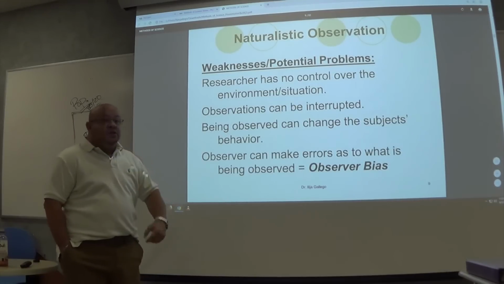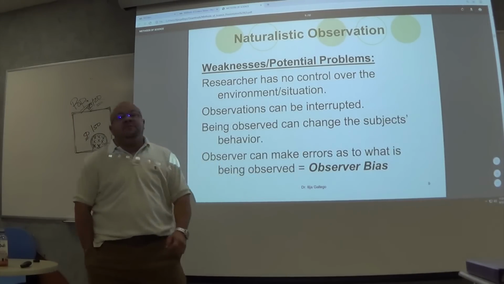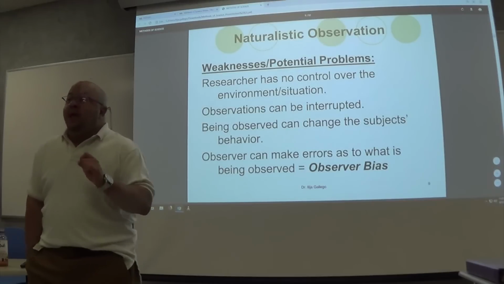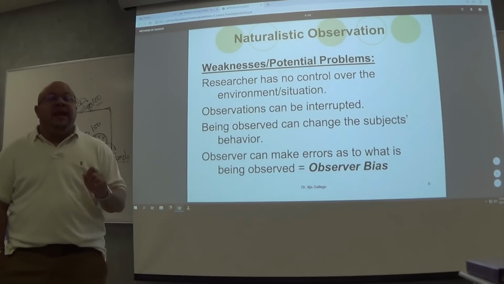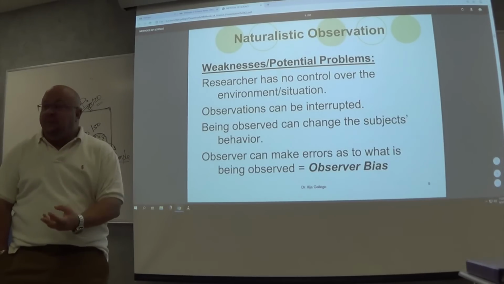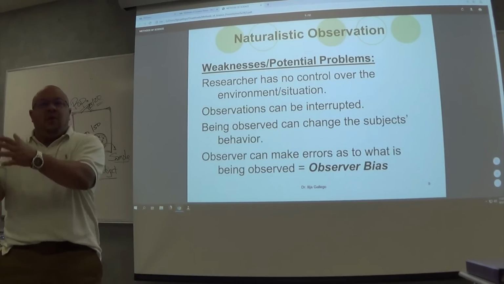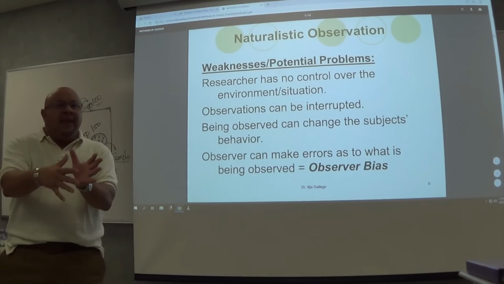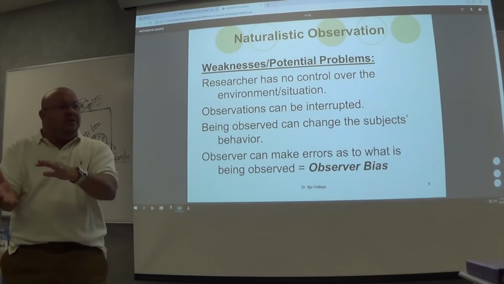Now, when you hear the term bias, in research this means error. And observer bias is an error that occurs because the observer makes a mistake. You miscount something, or you misunderstand what you're seeing. You think that was aggression, and really it was play. You see, you didn't quite understand it.